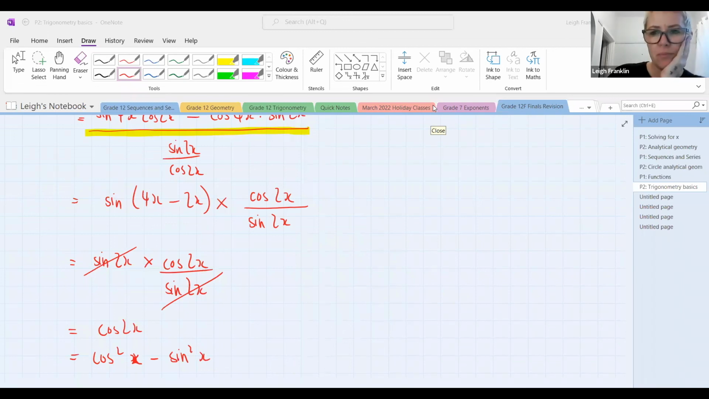I just have one question. Sure. How did you get the sine? Oh, is it a compound angle? Yes, it's a compound angle. Sine 4x minus 2x, that's a compound angle. That's the reversal of the expansion. Oh, thank you, ma'am. Okay, no problem.